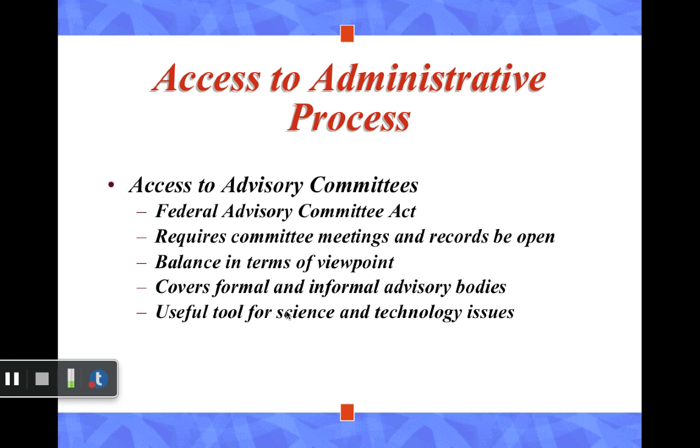And again, I mentioned I've been on several of these, and these are very useful tools for science and technology issues because agencies tend to not have the available expertise to address some of the technical issues. So they'll bring in people from academics or from industry or consulting in different areas that are pretty state-of-the-art on a lot of these issues, and they'll ask their opinions. And when you're on these, they are open.